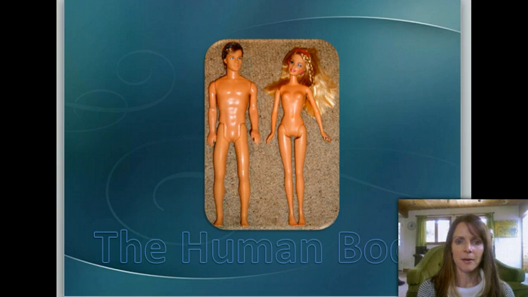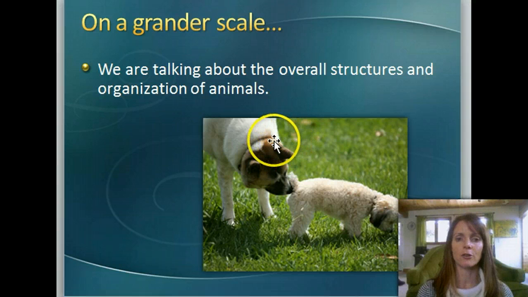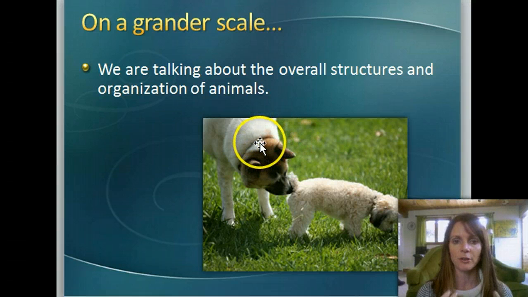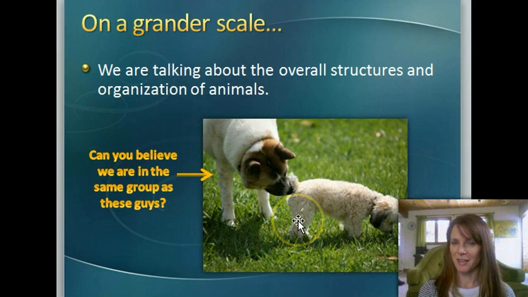Yes, we are going to be talking about the human body, so we're going to talk about all parts and all systems. But on a bigger, grander scale, we're actually talking about the overall structures and organization of animals in general. And isn't it lovely that we are actually classified in the same group as these lovely creatures?